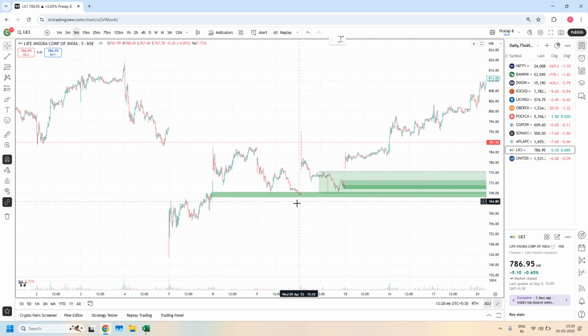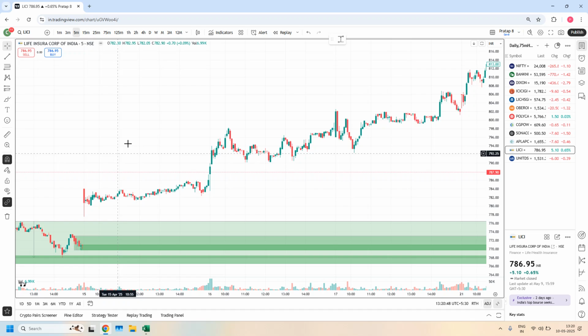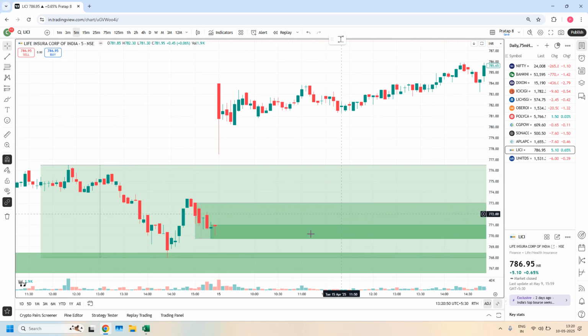We have a fine-tuned 5 minute zone. See, again here you have a drop candle, 2 base candles, and with hidden body there is a rally candle. Drop base rally. And this is the area we got the trade today, which gave a very successful trade.